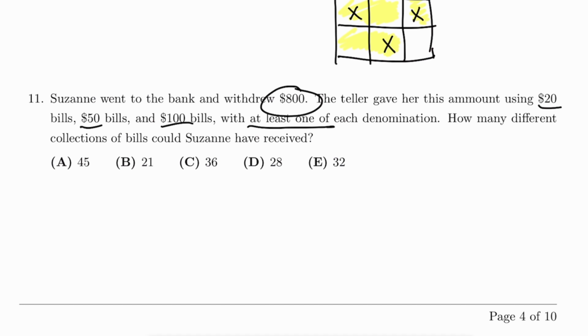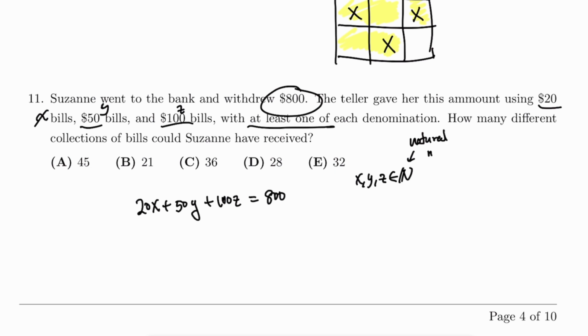So here we need to simplify this problem into something concrete that we can work with. Let's say there are X $20 bills, Y $50 bills, and Z $100 bills, and 20X plus 50Y plus 100Z is going to be 800. And we know that X, Y, Z are natural numbers. We can feel free to divide both sides by 10.